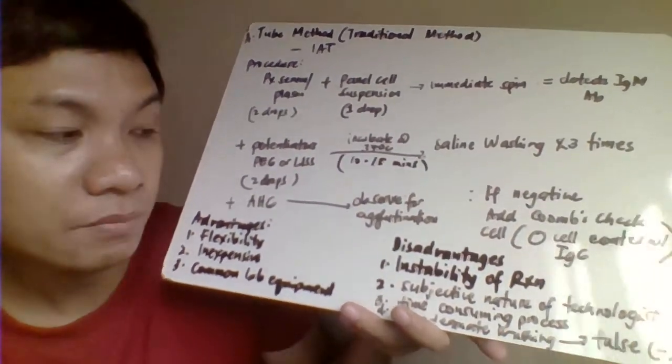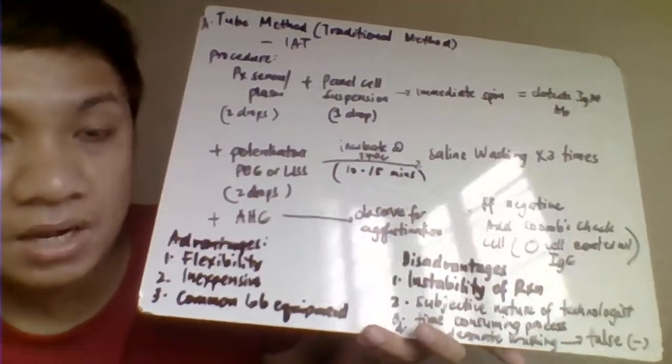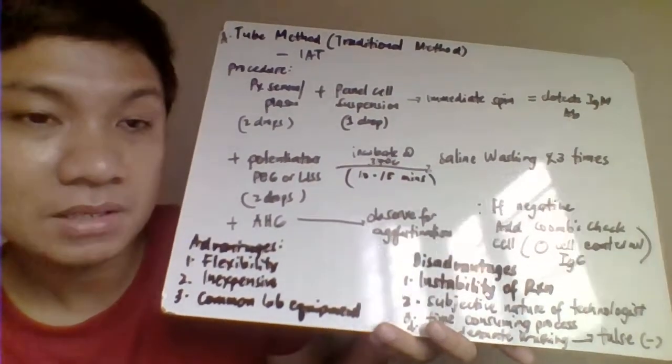Disadvantages of your tube method. Number one, stability of the reactions. So what do you mean by instability of the reaction here?